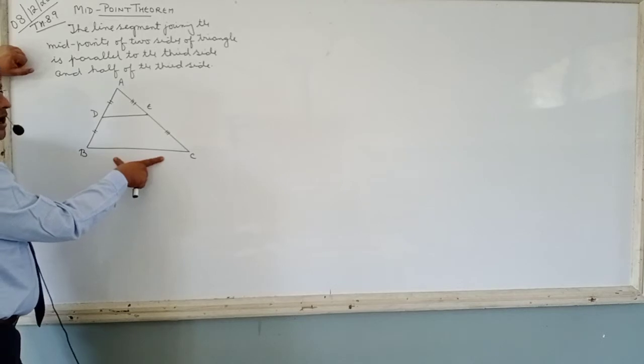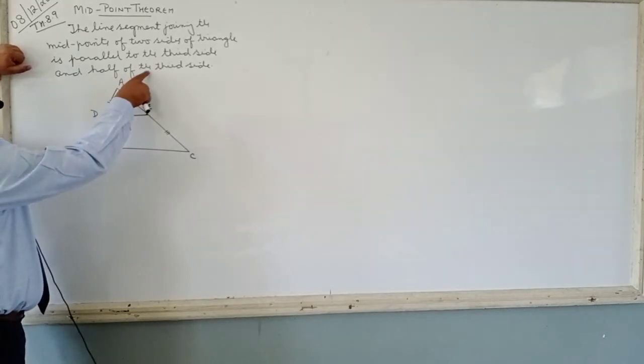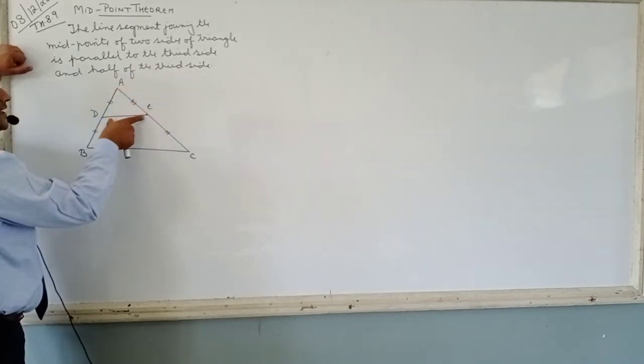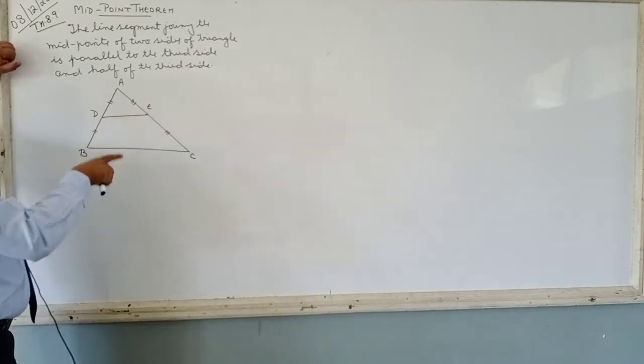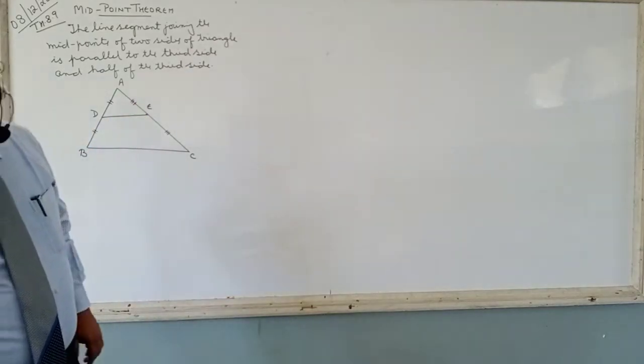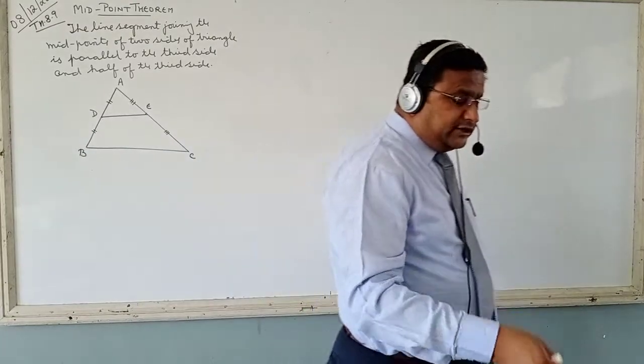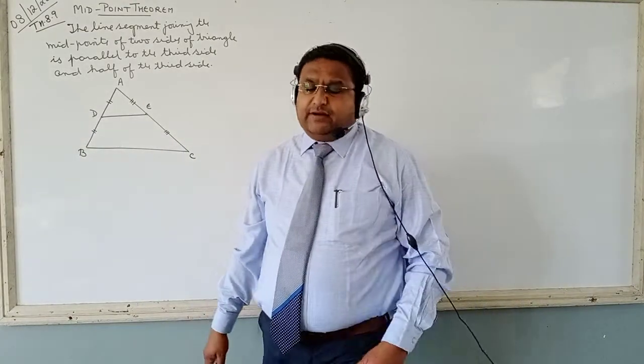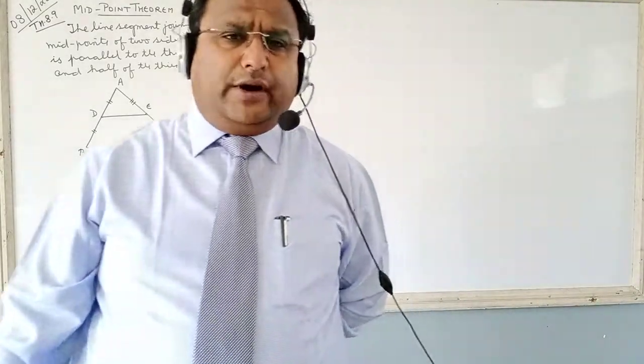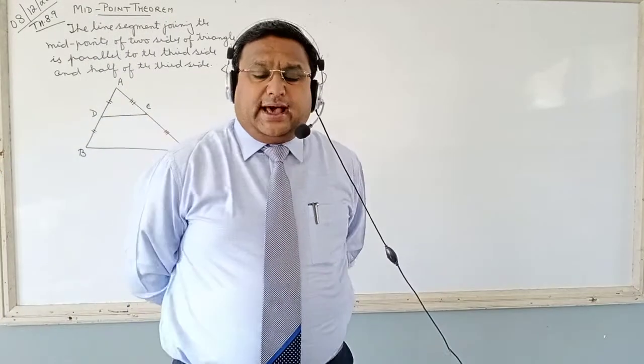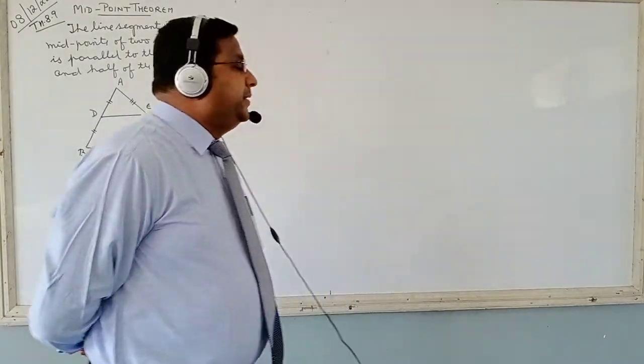We will prove it. How? And it is half of the third side. This DE is half of BC. It is not given to you in the statement of 8.9 in your textbook, but we shall apply it, we shall prove it. In the proof it is given to you at the end. We will do it over here. What do you mean by that?